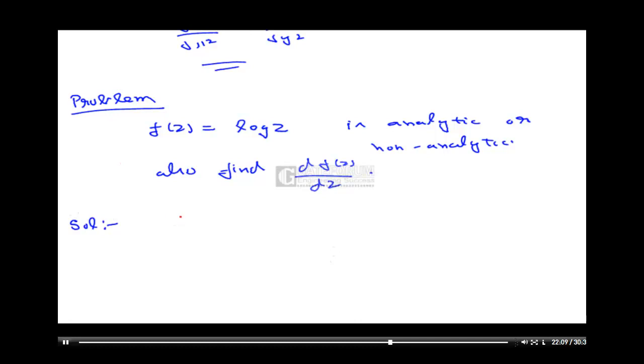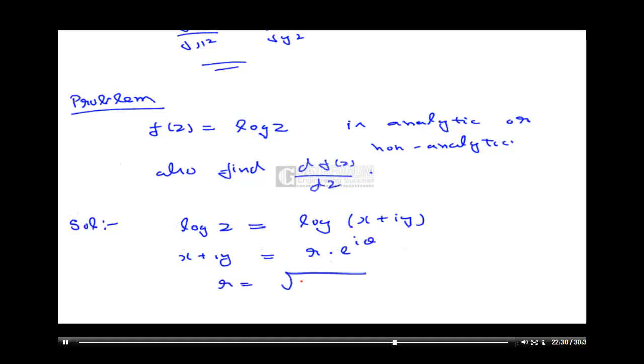First of all, we have to write log z equals log of x plus iy. We have to separate the real term and the imaginary term. Then how can we do that? We know x plus iy can be written as r e to the power i theta, where r equals the square root of x square plus y square, and theta equals tan inverse y by x.